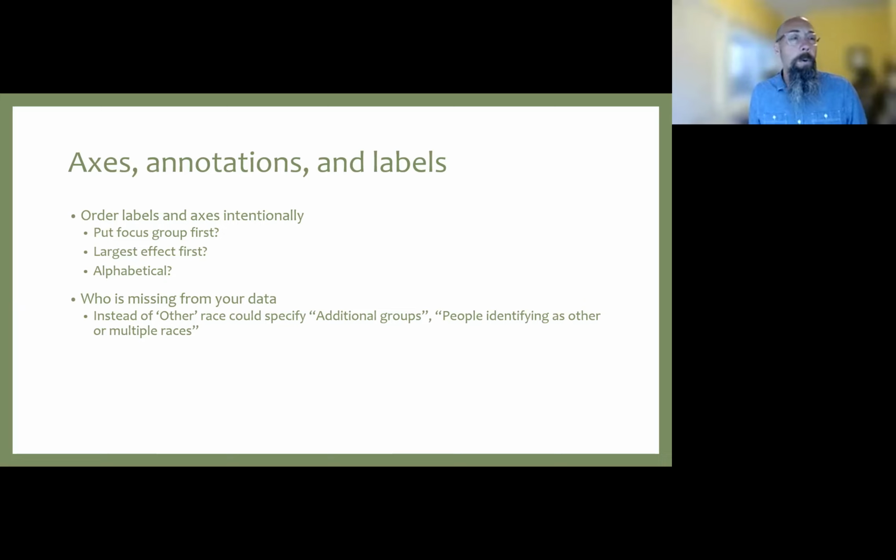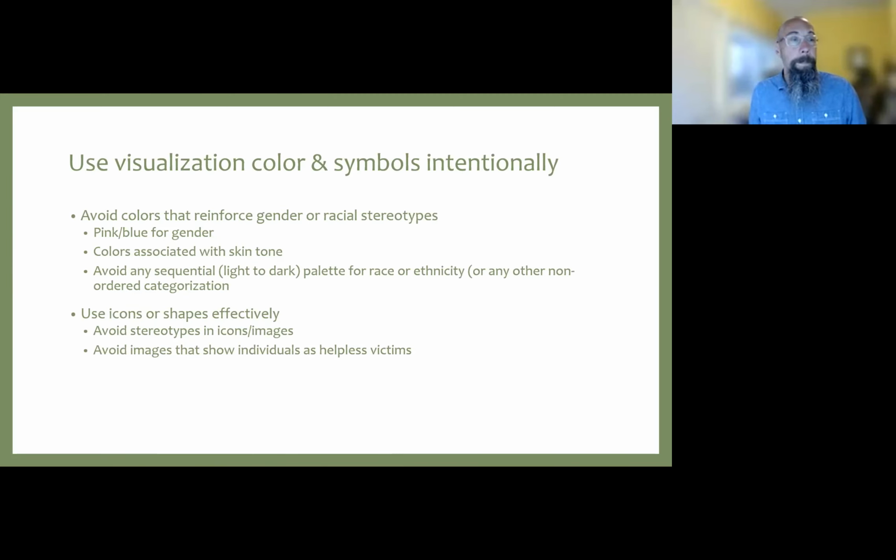We talked already about ordering labels and axes intentionally, so putting maybe the focus group first or the largest effect first. When you're thinking about color choice, avoid colors that reinforce gender or racial stereotypes, like probably no reason to use pink and blue for gender. Sometimes people try to use colors in their bar charts that associate with skin tone, which may or may not come off very well. And definitely avoid the sequential palettes when talking about race and ethnicity, because there's no natural order from low to high. And that's what's implied when you use a palette like that.